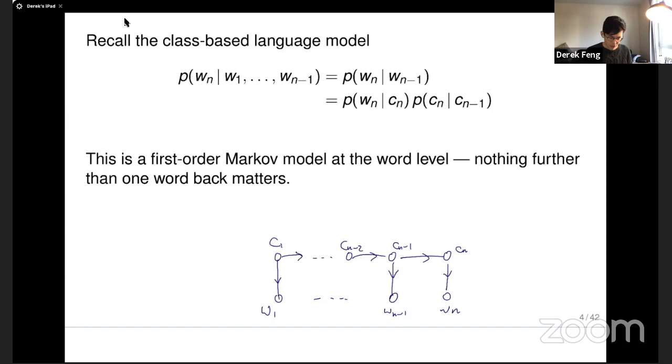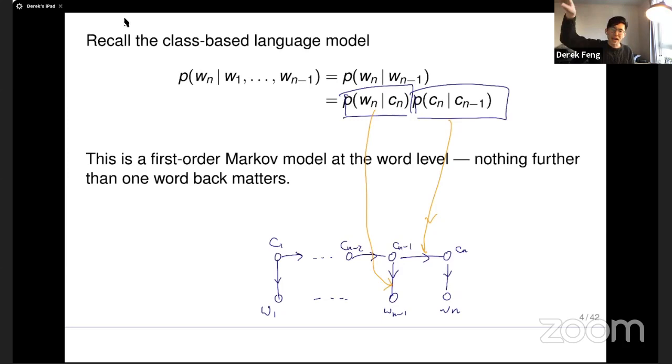So if you think about the way we do this decomposition, that's this arrow here, and that's this arrow here. What that's saying is that in order to predict the next word, all I really need to know is the class label of the previous word. And through that, I can then predict the next word. So everything basically operates through the class labels themselves.